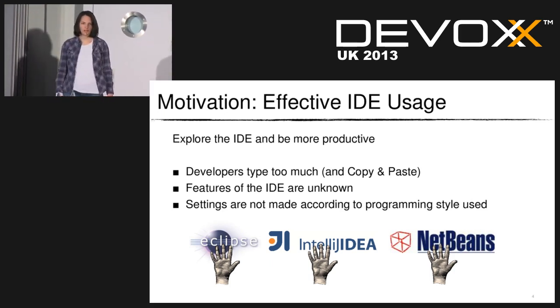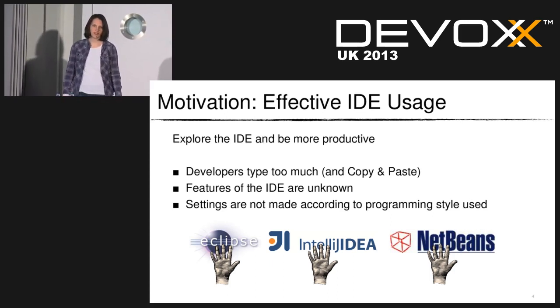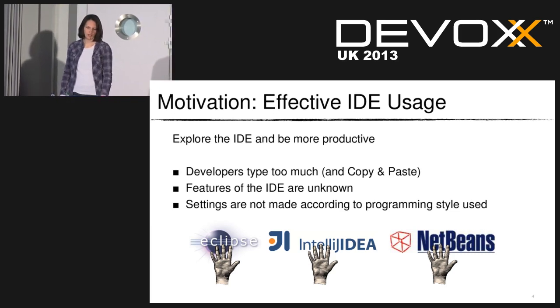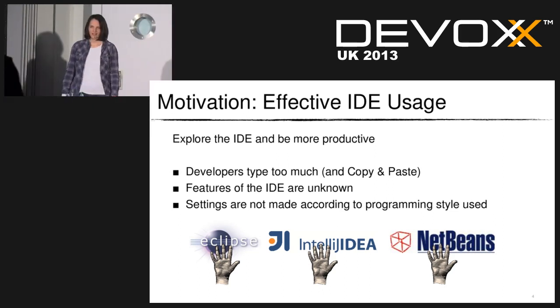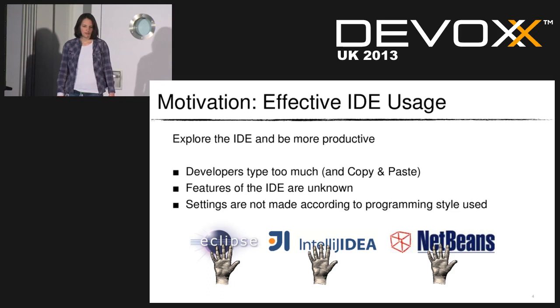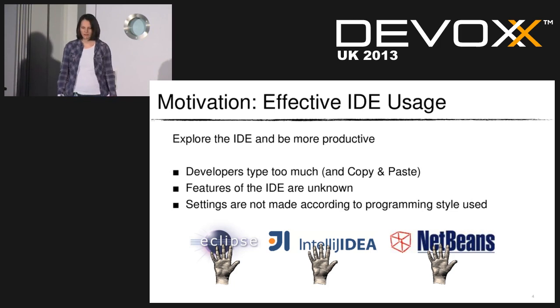So what is this talk about? I've seen a lot of developers who just type too much in their IDEs and are not really using the features of the IDEs, like auto-completion, or there are several settings in the IDE which should be adjusted according to your programming style, so you have some additional help from your IDE. I will talk about Eclipse, IntelliJ and NetBeans. There will be some screenshots of IntelliJ and NetBeans, and I will do some demo sessions in Eclipse because I'm mainly using Eclipse, so I'm feeling much more comfortable doing it in Eclipse.